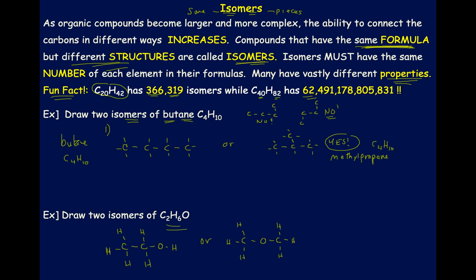Now the question is, if I just gave you this formula, which one would I draw? Well, you could draw either one. I would have to give you a different name, okay? So that's how that works. All right, so cool, that's what an isomer is. Again, isomers are going to have the same elements, different structures. You draw them differently. All right, moving on.